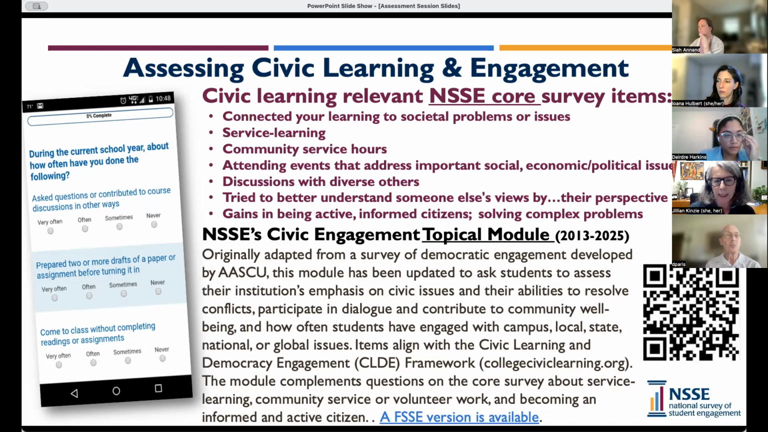So the core survey represents civic learning, and then the engagement topical module offers a specialized set of items that ask students more directly and explicitly about their experiences. So this is the part that has been freshened, and we have aligned it with the civic learning and democracy engagement framework, what David just showed you in the diagram. But before I get to that alignment, I do want to apply our own classification to how we think about these measures. So in the next one, again, it's an animated four-part slide.